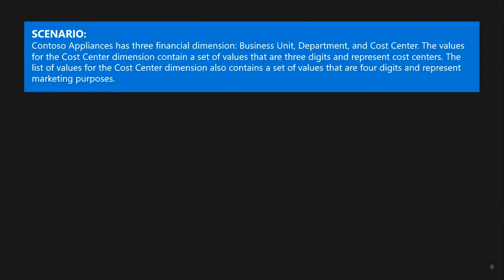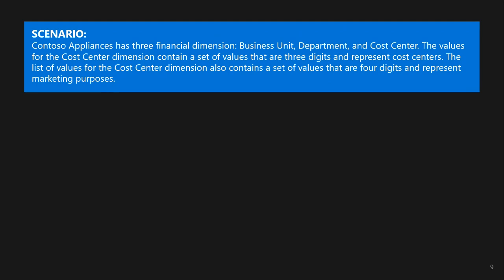Yes. Contoso Appliances has 3 financial dimensions: business unit, department, and cost center. The values for the cost center dimension contain a set of values that are 3 digits and represent cost centers. The list of values for the cost center dimension also contains a set of values that are 4 digits and represent marketing purposes.